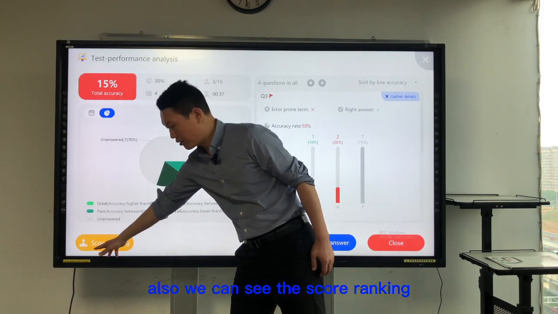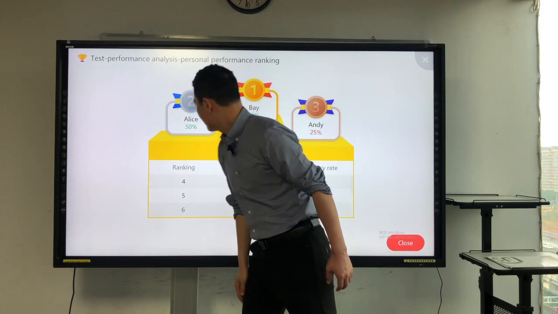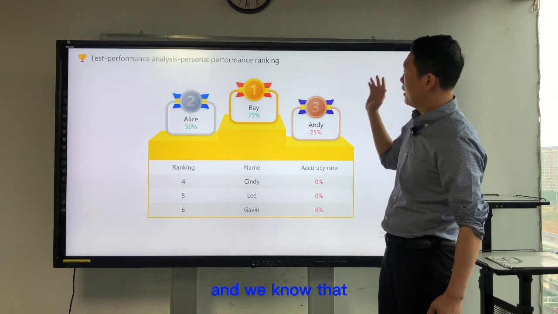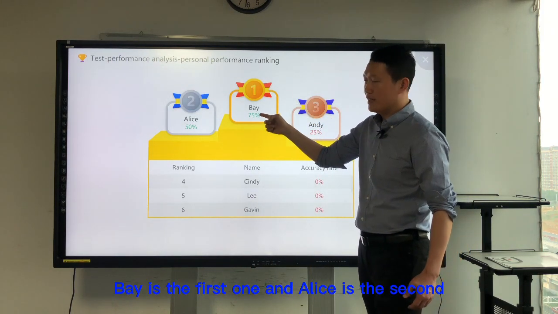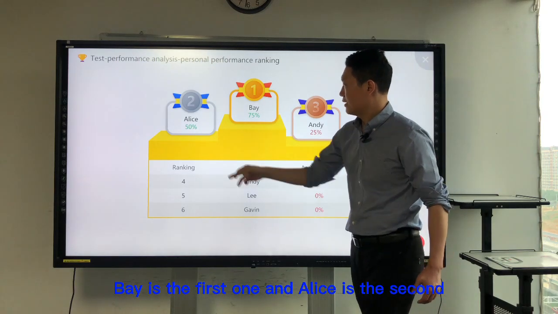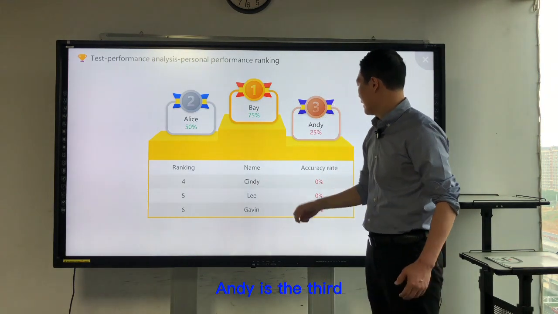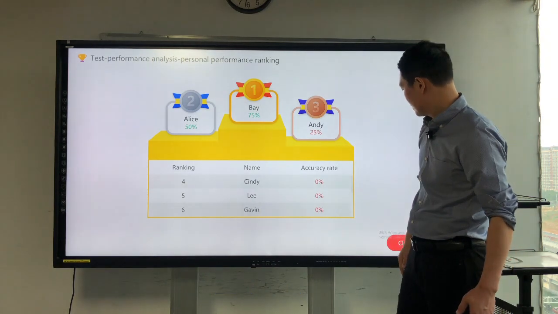Also, we can see the score ranking. And we know that Bei is the first one, and Alice is the second. Andy is the third. Okay.